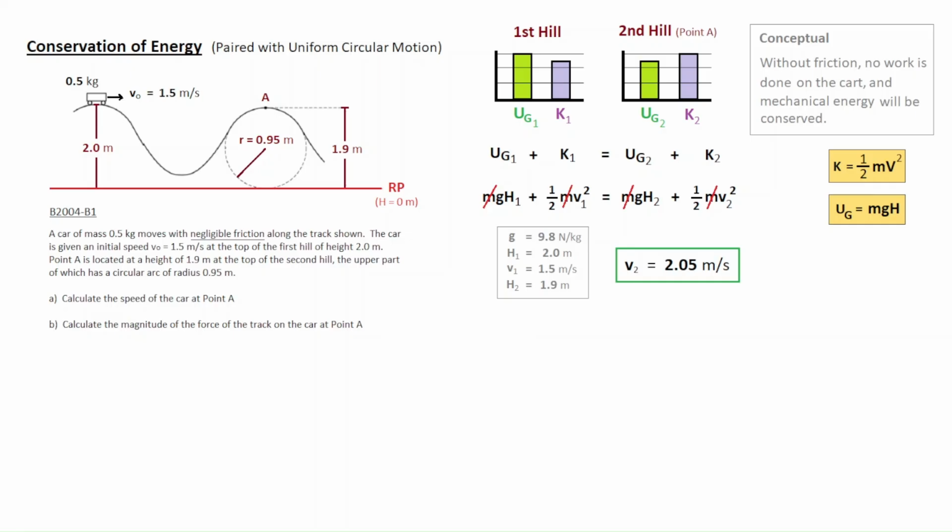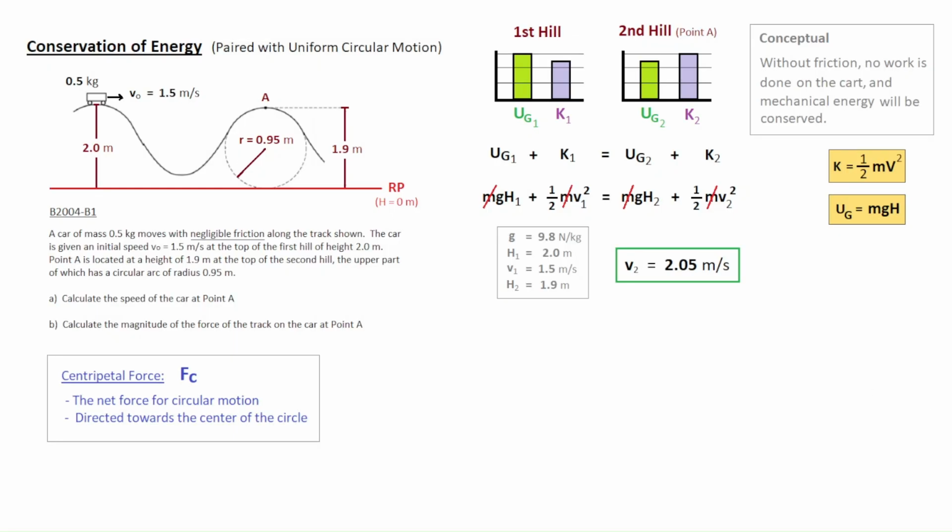We're looking for a force. And notice nothing in the variables I've established through energy are force related, so I'll have to get another concept involved here. Centripetal force is a concept to review, specifically the variable Fc. This is the net force for circular motion, and it is always directed towards the center of the circle. That's how something is able to turn.